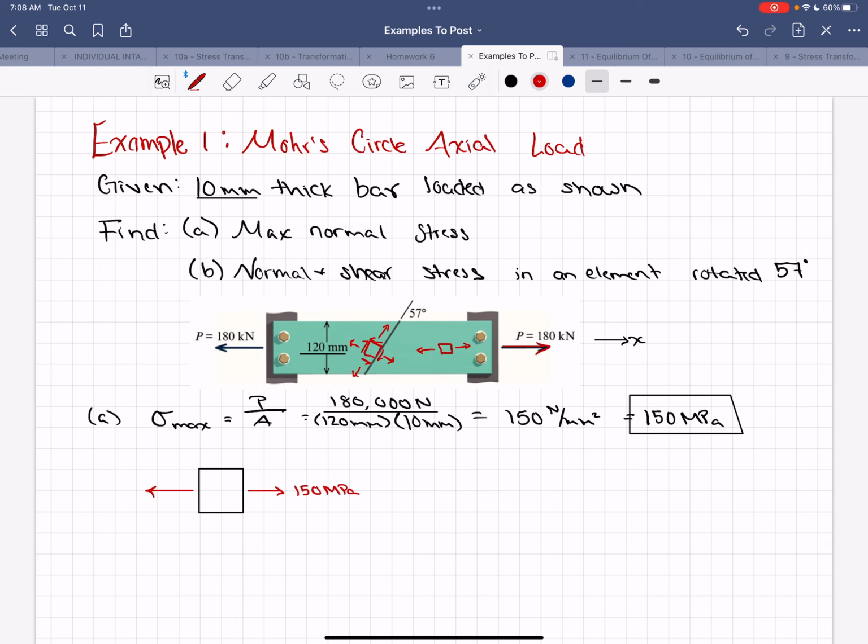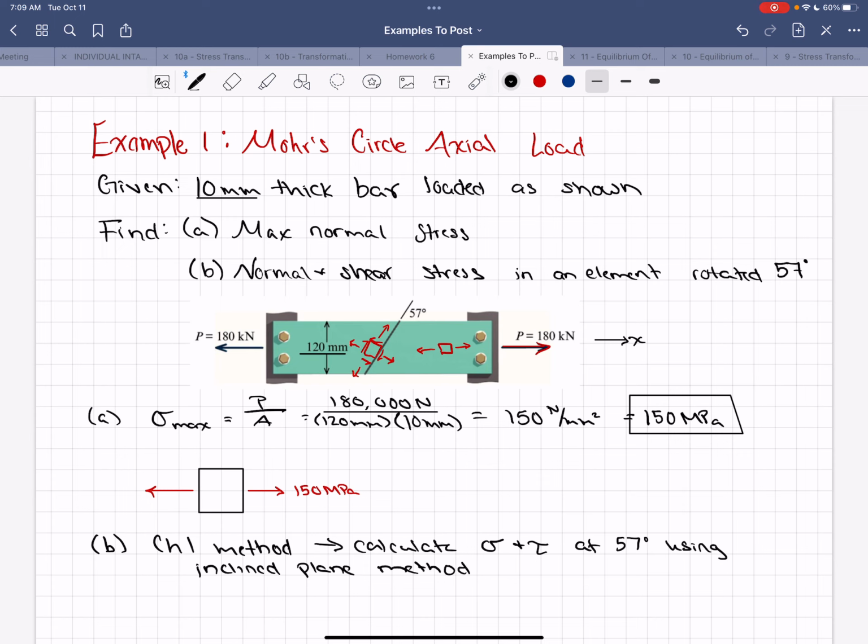In chapter 1, we did this, which would take a long time the way we did it in chapter 1. Chapter 1 method, we would have to calculate the normal and shear stresses at 57 degrees using the inclined plane method.